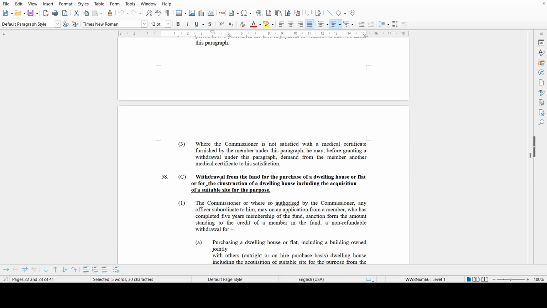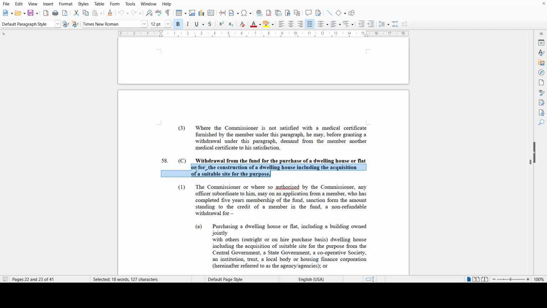The next is withdrawal from the fund for the purchase of a dwelling house or flat, or for the construction of a dwelling house, including the acquisition of a suitable site for the purpose. So if you're going to buy a flat or a dwelling house, for this also you can apply for withdrawal of the Seaman's Provident Fund. And again, you have to send your withdrawal form to the commissioner. The condition remains the same: your tenure in the system must be minimum 5 years or more.